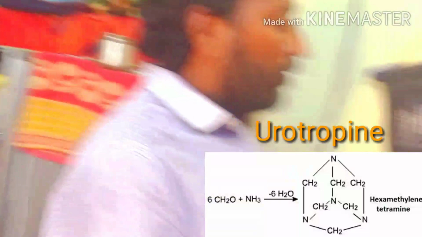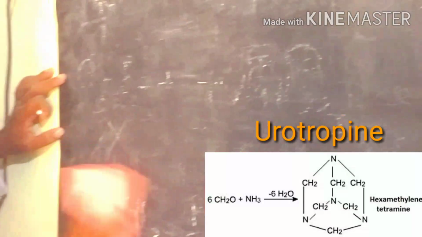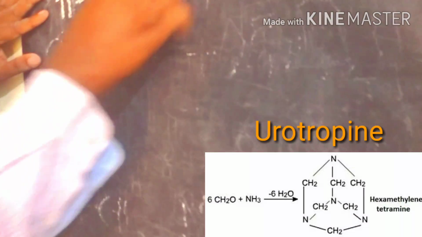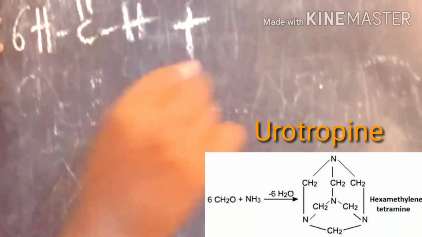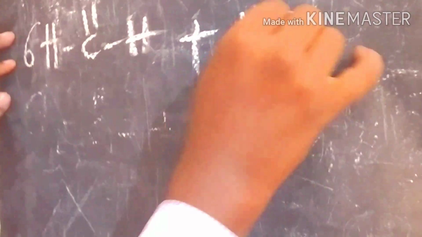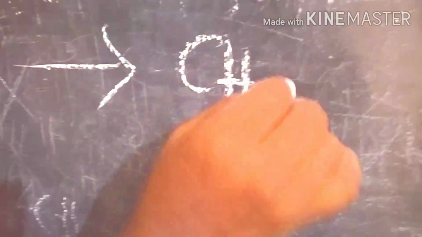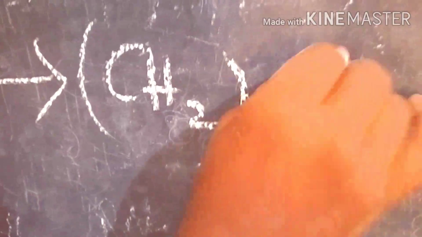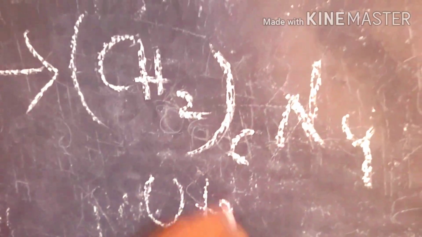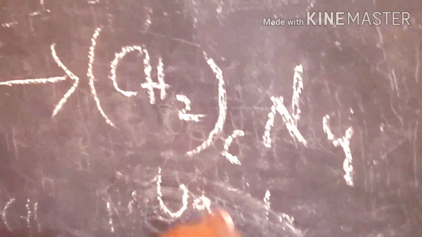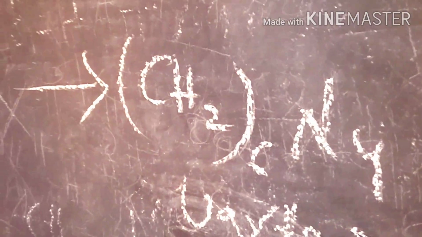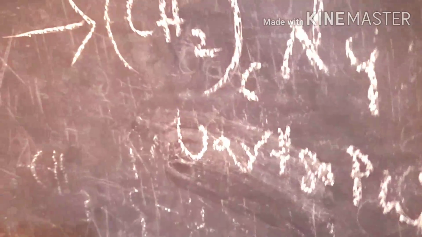First of all, we know the formula of formaldehyde, HCHO. Six moles of formaldehyde react with 4 moles of ammonia. So finally we are getting hexamethylenetetramine. This is called urotropine. So we are getting this product.